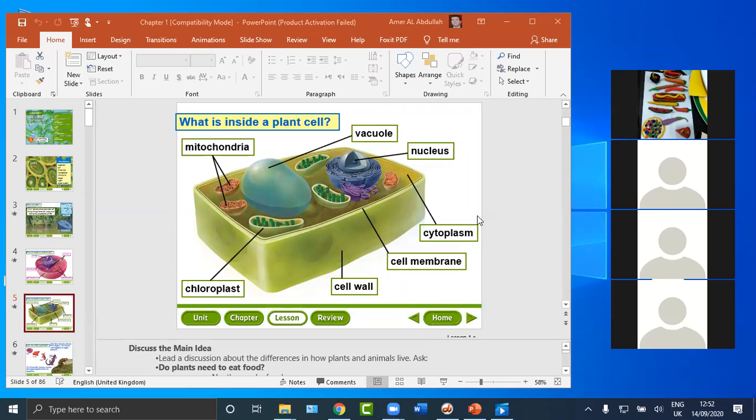Now, what's inside a plant cell? Mitochondria, vacuole, nucleus, cytoplasm, cell membrane, cell wall, and chloroplast.